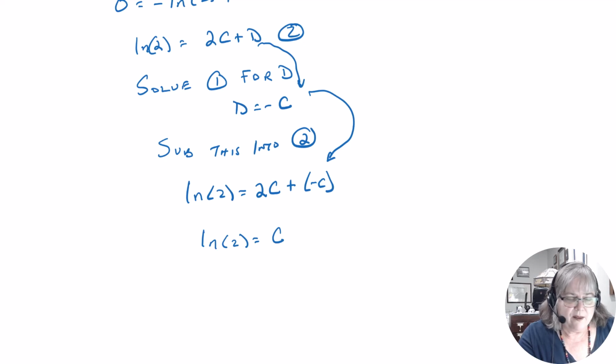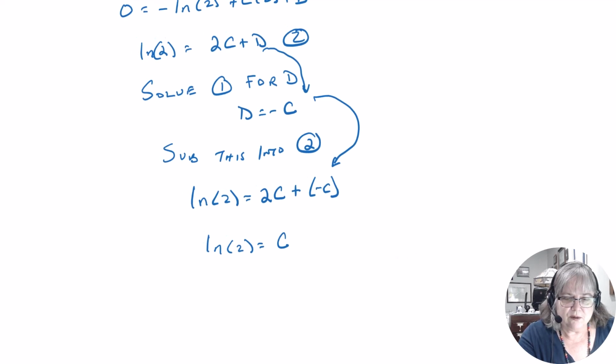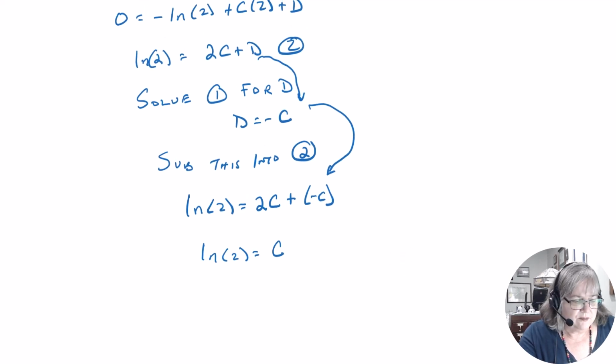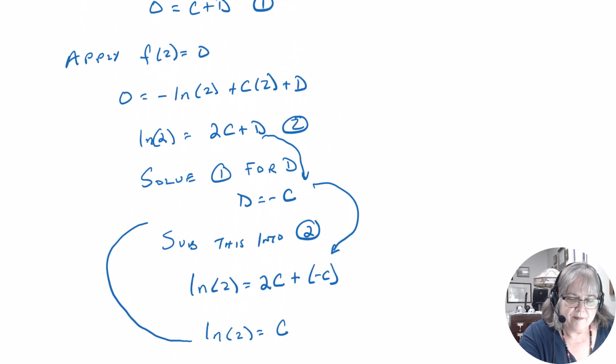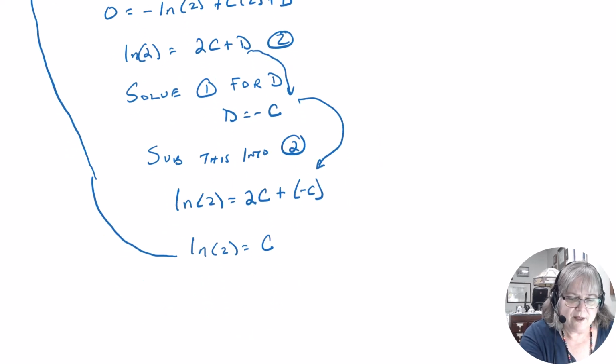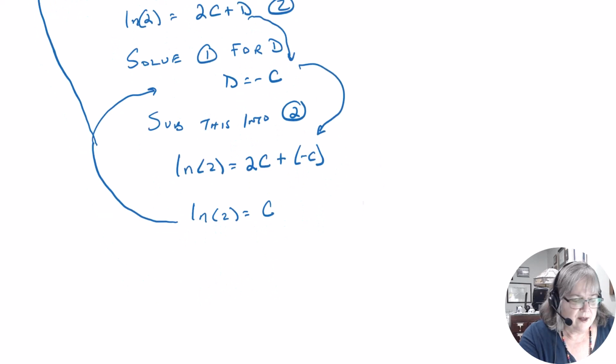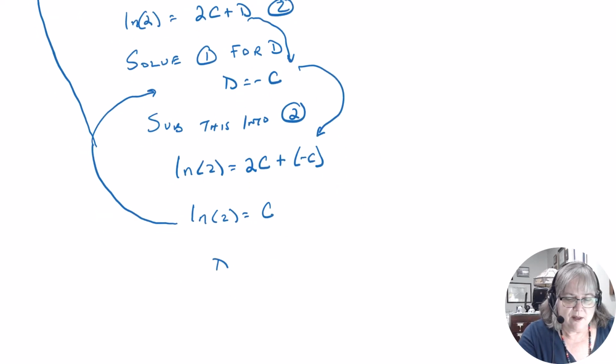And then I could substitute it back into here. Now d is equal to the negative c, or you can go all the way back up into here, d plus c is 0, one of these two. And if c is the natural log of 2, then d is the negative natural log of 2.